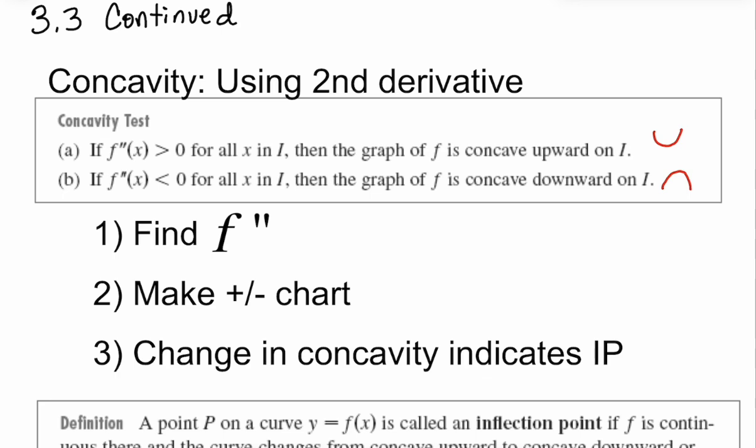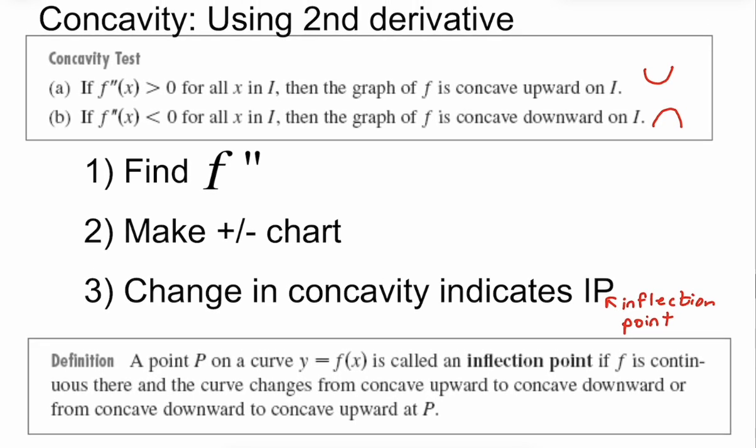So when we do the first derivative and we make that plus or minus chart, it tells us where our function is increasing and decreasing. We can find local mins and maxes. If we do the second derivative, we make a plus or minus chart. The change in concavity indicates what I abbreviate IP, as inflection point. So an inflection point indicates a change in concavity.